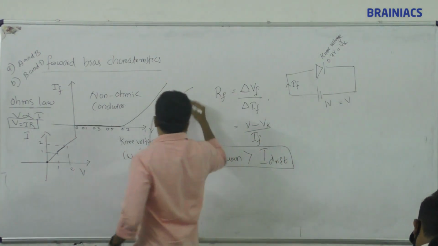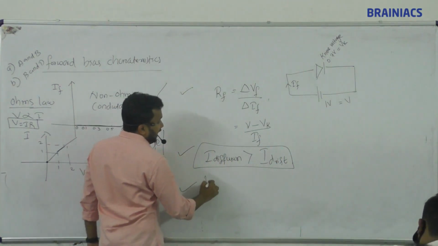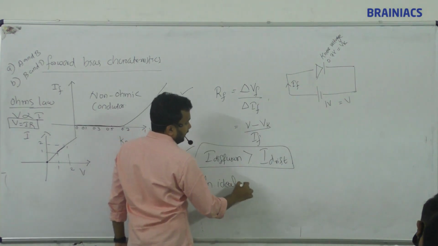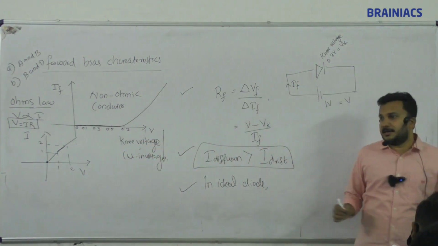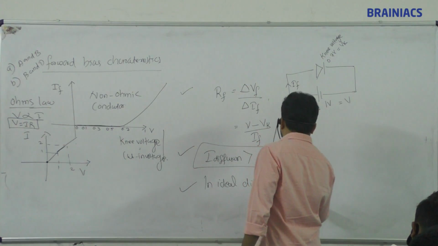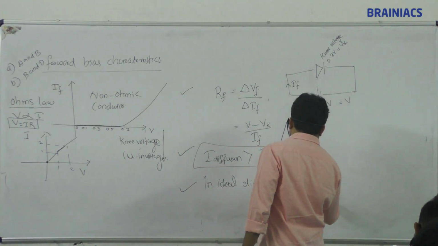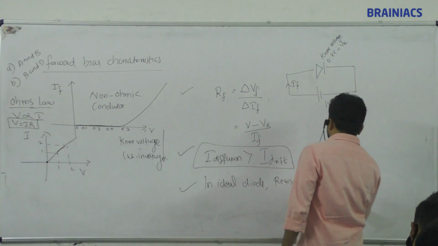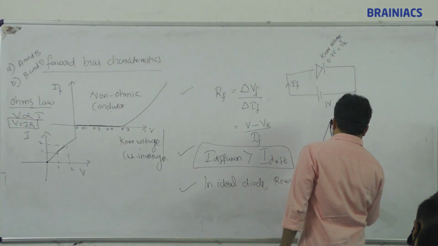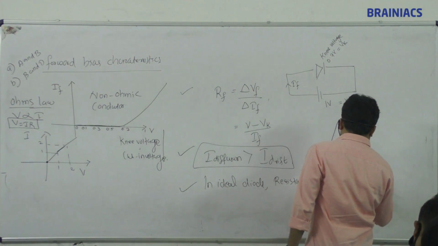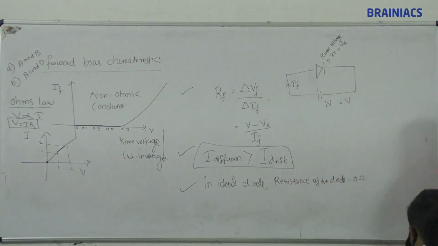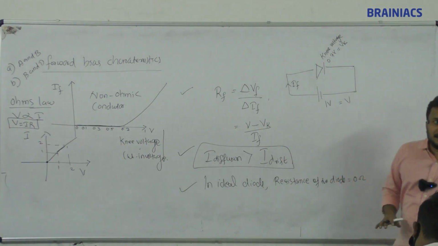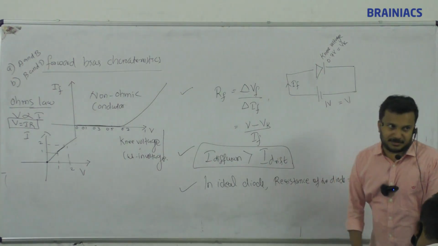Okay, so is there a point? The next point. In an ideal diode, the resistance of the diode is equal to 0 ohm. There is no resistance. An ideal diode does not give any resistance. The diode will act as a normal conductor only.